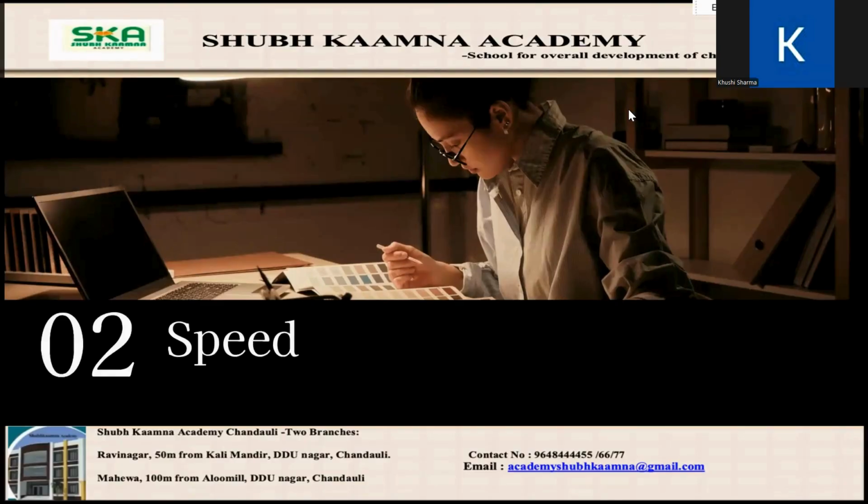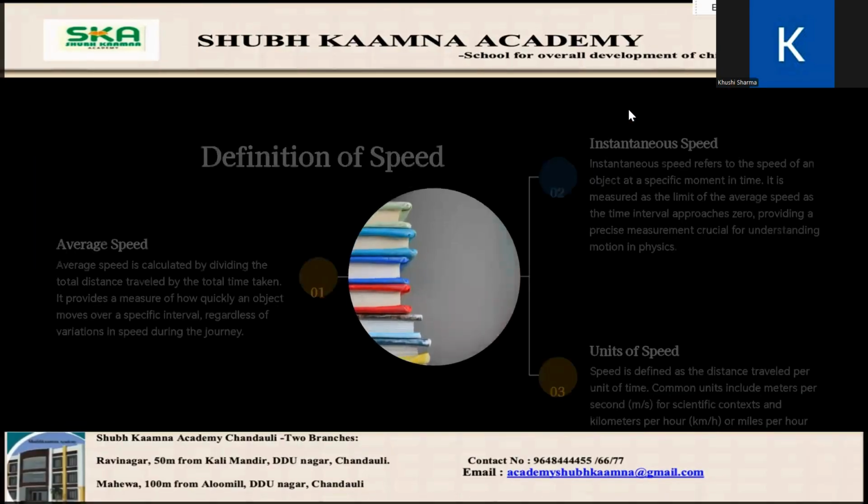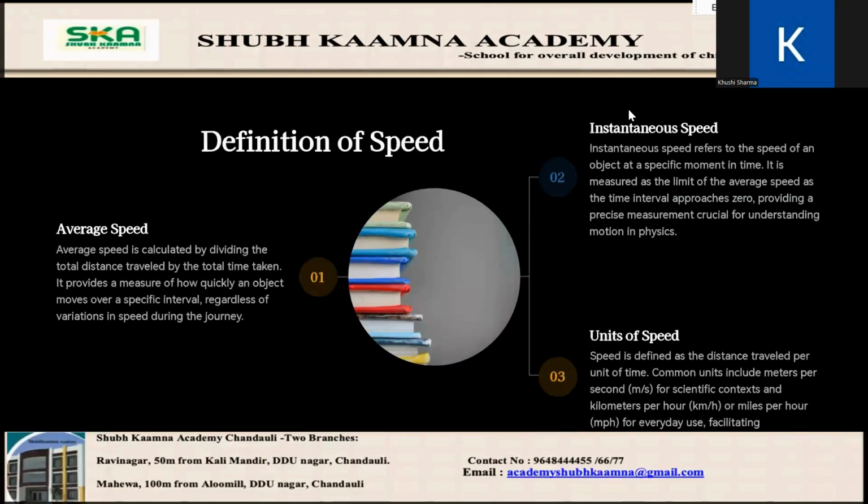Now, talking about speed. Speed is how fast something moves. It's the distance covered in a given amount of time. Formula: speed is equal to distance divided by time. For example, if you run 100 meters in 20 seconds, speed is equal to 100 divided by 20, that is 5 meters per second. Speed is a scalar. It only tells how fast, not the direction.